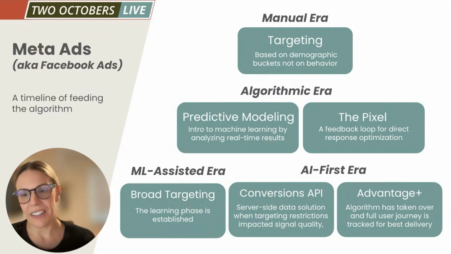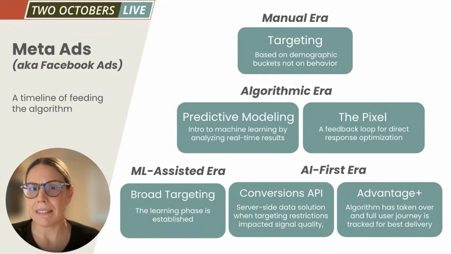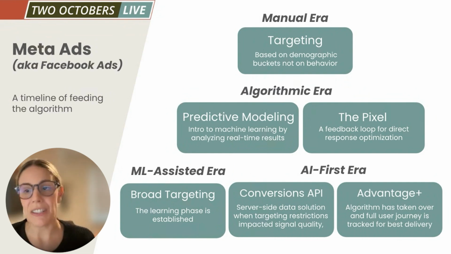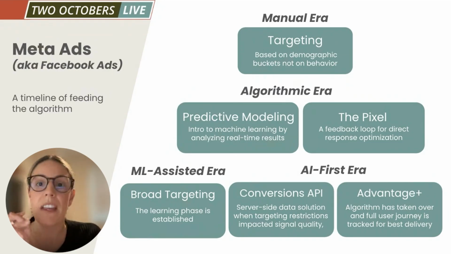So the manual era of Google was targeting based on demographics and demographic buckets rather than behavior. And it was really the starting point for Facebook ads. And there's a long history with Facebook ads and how the platform itself has moved from the actual look of it and the feel of it to where we are today. The algorithmic era moved us into allowing the system to learn more about behaviors and use behavior-based targets to predictive models. And pixel placements helped with a feedback loop.